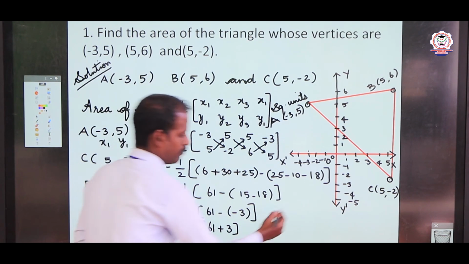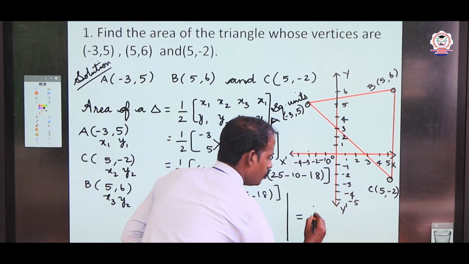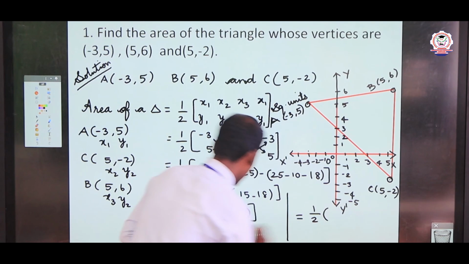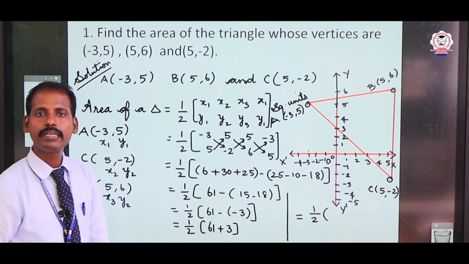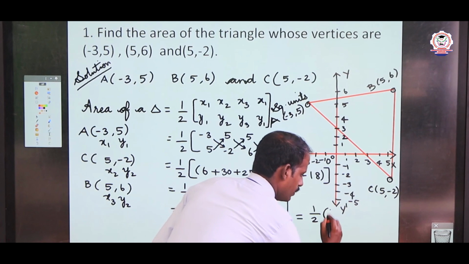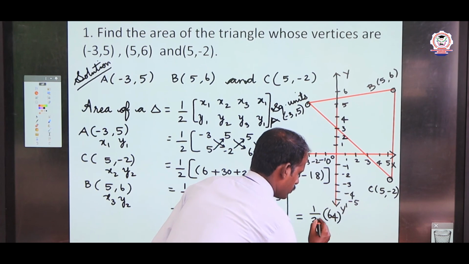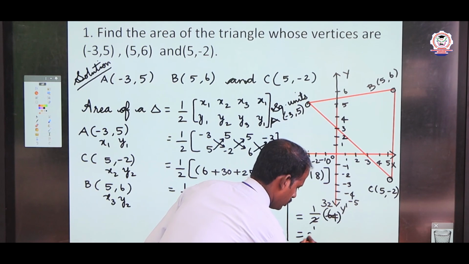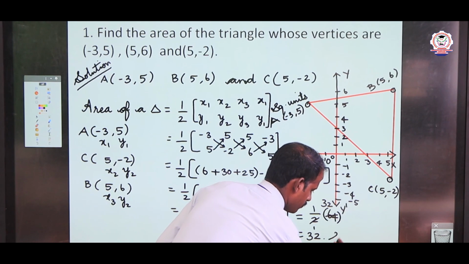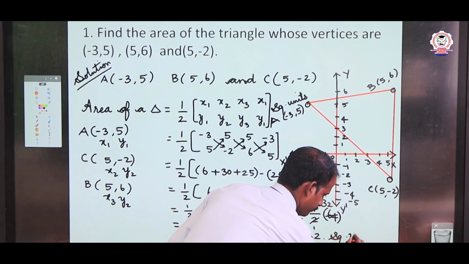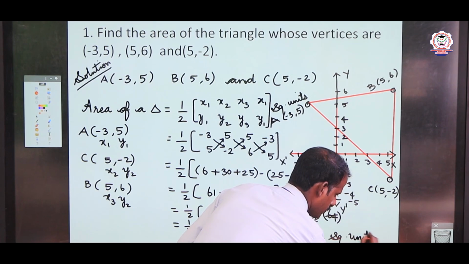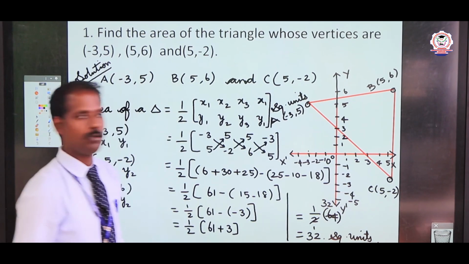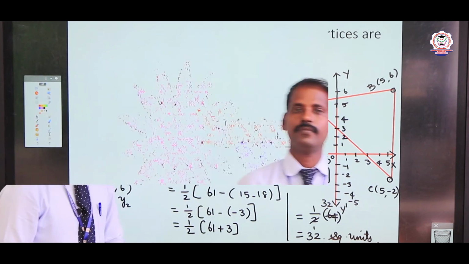Now we get 1 by 2 of 61 plus 3. What is the value? 64. So 1 2s are 2, 32 2s are 64. So 32 square units. That's it. This is the area of the triangle, the value is 32 square units.